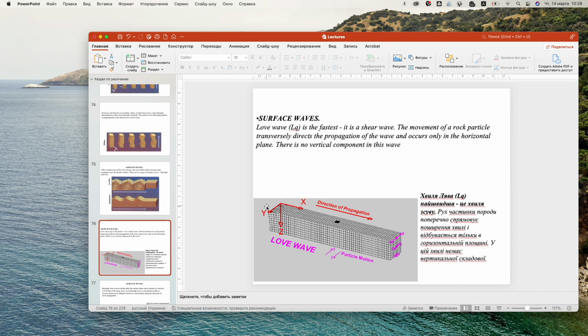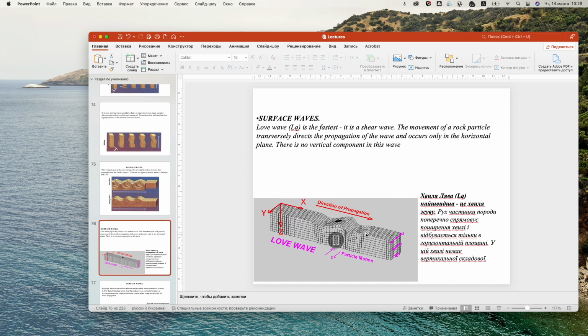So, Love wave is the fastest surface wave, and it is a shear wave. So it moves in a horizontal way. It moves like a snake. So the movement of the surface of our planet is like this. Snake movement, snake wave. But as you can see, at the top of the surface, the movement is higher compared to the deeper zones of continental or oceanic crust.